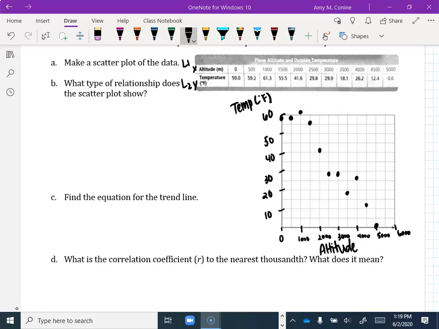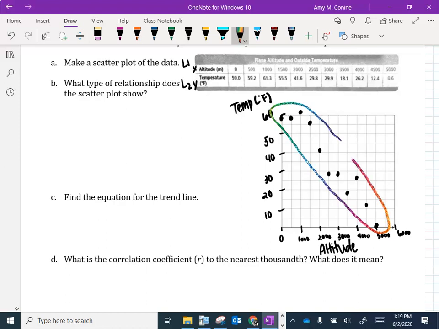All right, so this is what you should see for your scatter plot, something a little like this. Again, it's not going to be exact because we're graphing by hand. So this is part A, we have our graph. And then for part B, what type of relationship does the scatter plot show? If you're looking at your graph, you can see that all the dots are kind of making this trend downward. So looking at it, we can say negative correlation, okay? And then we're going to use our calculator to prove that we're right.